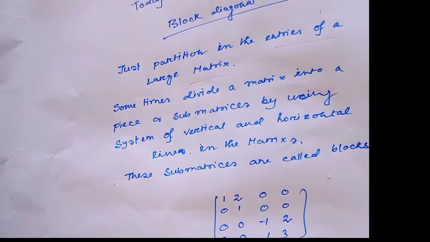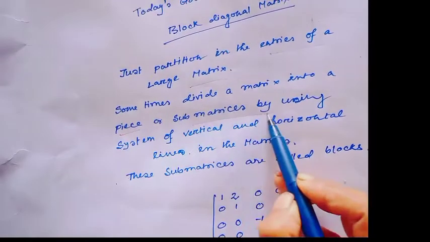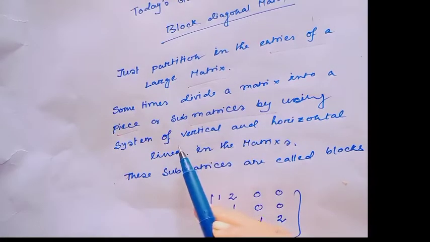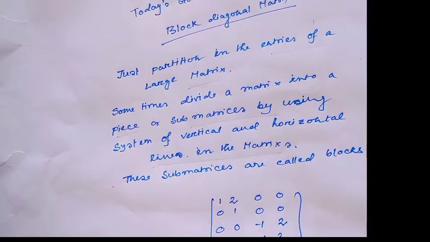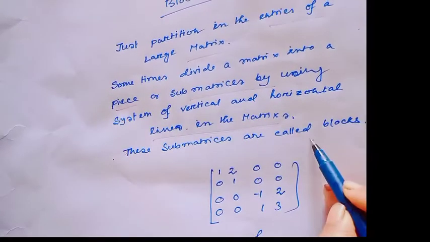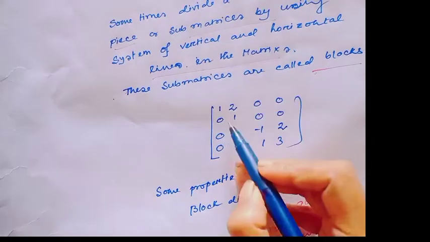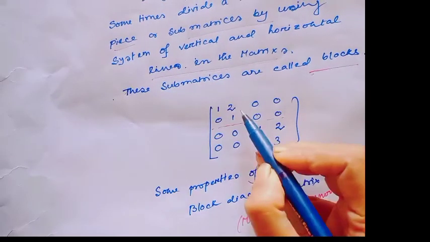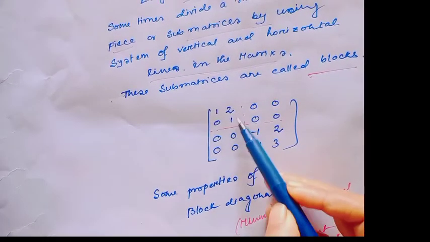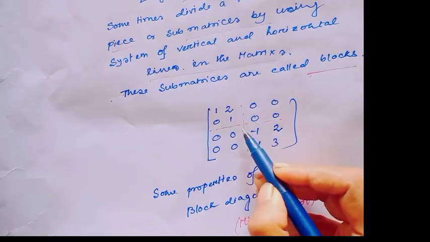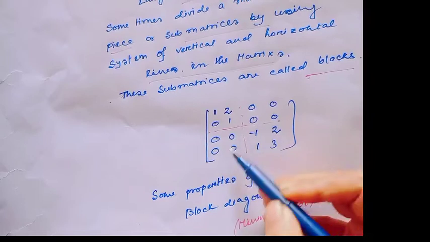We sometimes divide a matrix into pieces or submatrices by using a system of vertical and horizontal lines in the matrix, and these submatrices are called blocks. For example, notice this matrix and partition it. Here is a 2 cross 2 matrix, here is another 2 cross 2 matrix, and here is only a null matrix.